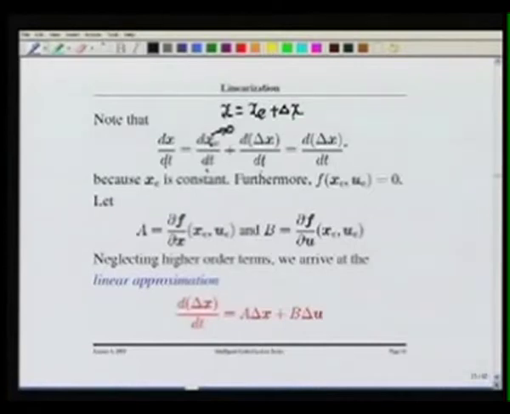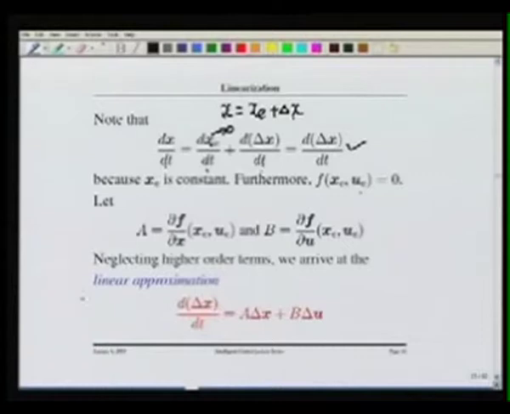So, you only get the term d delta x upon dt. Furthermore, f(x_e, u_e) is also 0, because that is how you computed x_e and u_e, by making it 0. So, at the equilibrium point, the derivative x dot is 0.